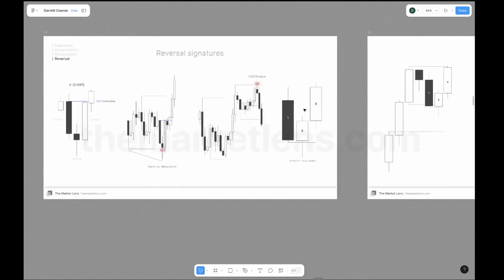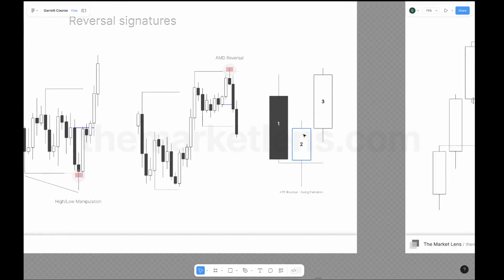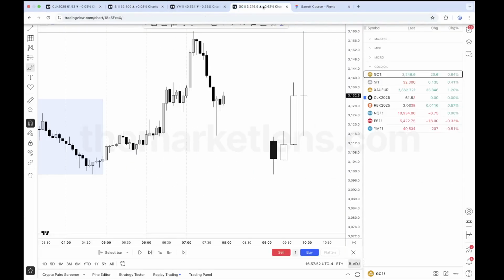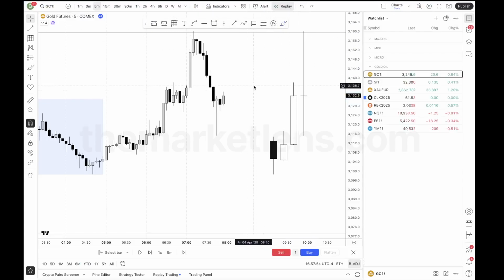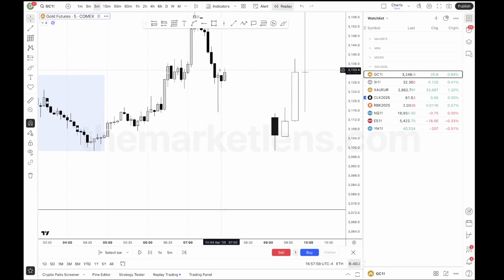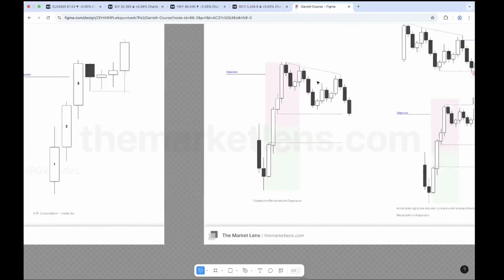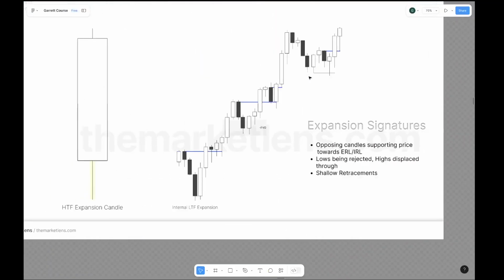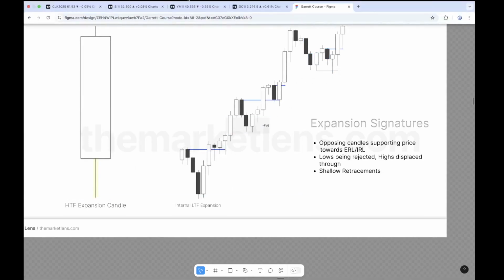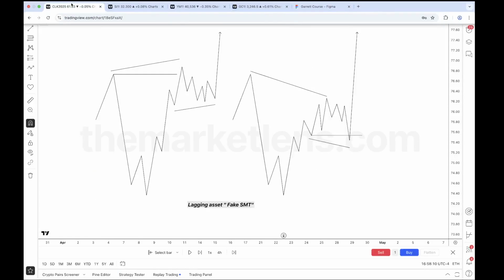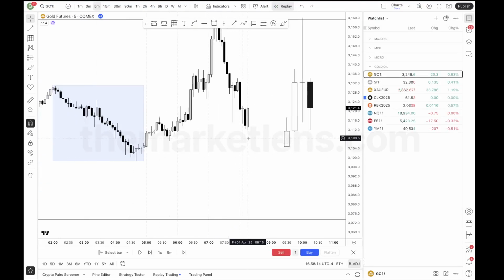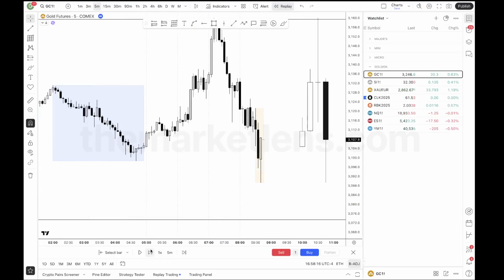there's a couple ways we identify a reversal. First, it's a candle close. It's also expansion met with expansion. So we have those two things. Now, what else do we need to see after manipulation? We need to see expansion. What is the signature for expansion? Small retracements, opposing candles supporting price, rejecting highs and lows, etc. Right? So that's what we see here. We see a shallow retracement. We're also expanding. Now I want you to look at this because it's very interesting.